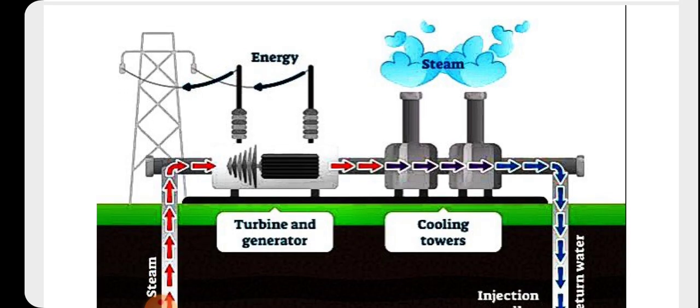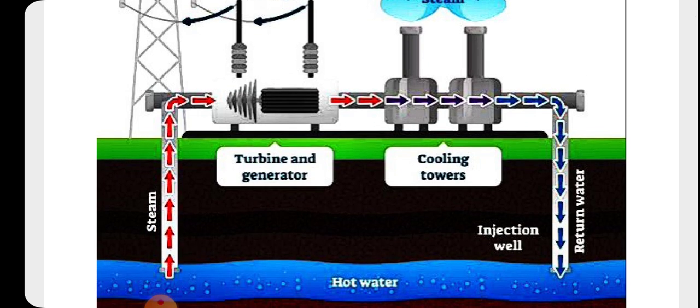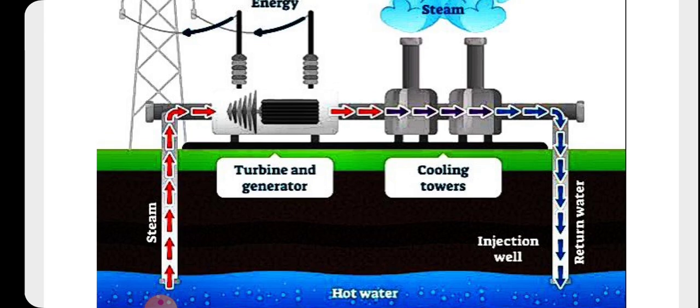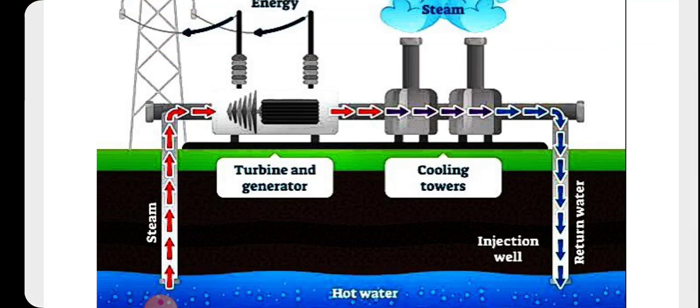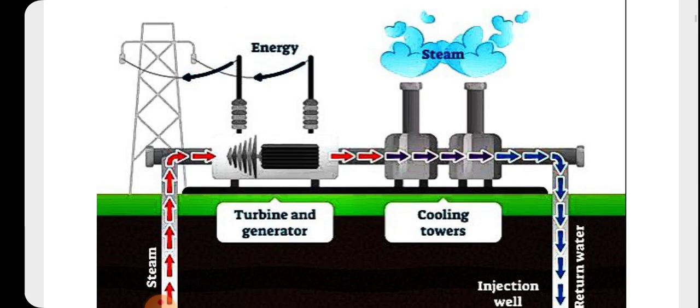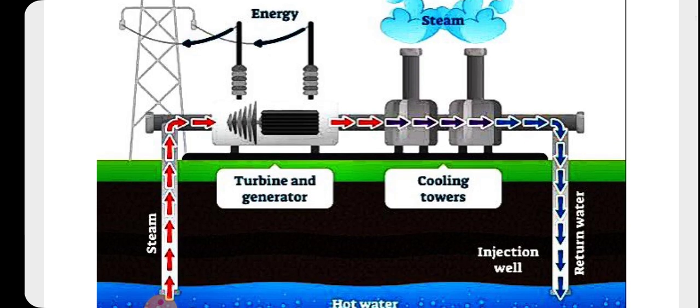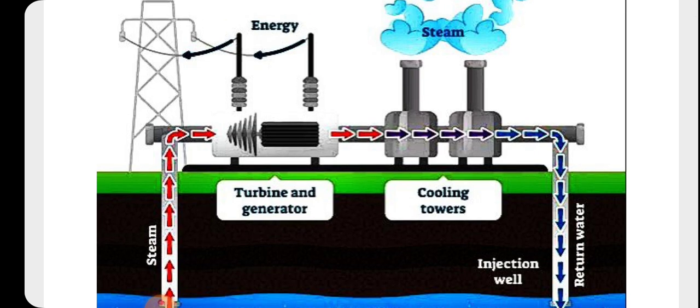How can we produce electricity by geothermal energy? Firstly, we are using two kinds of wells. The first is the production well and the second is the injection well. The production well is used to create steam, which is directed onto the turbine or generator, converting mechanical energy to electrical energy, and the rest of the water is injected back by the injection well. So this is the simple process to generate electricity by geothermal energy.